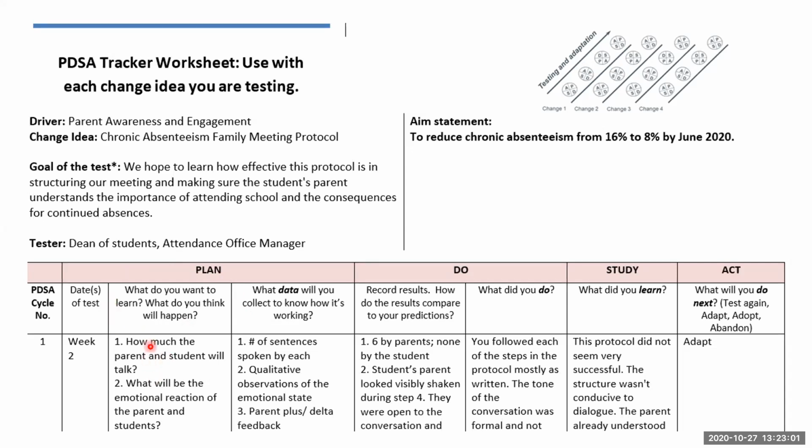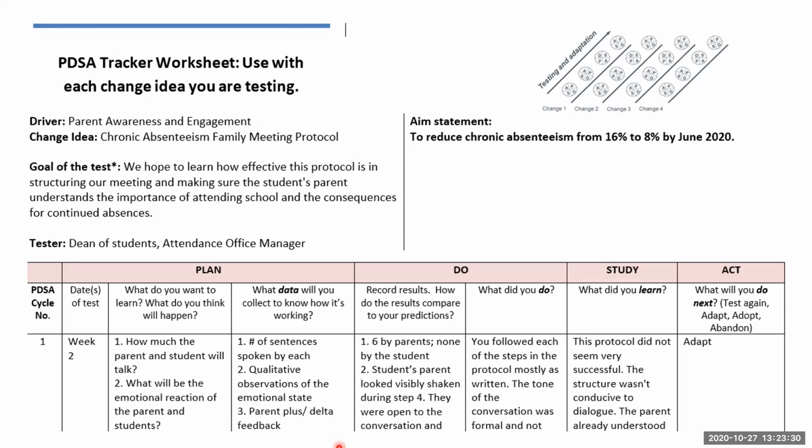So they want to learn how much parents and students are going to talk, the emotional reaction of parents and students, among other things. So then they lay out what data they could collect to find out those things. So that could be as simple as counting number of sentences spoken by both, just doing qualitative observations of the emotional state, doing a parent plus delta feedback after the protocol is over.